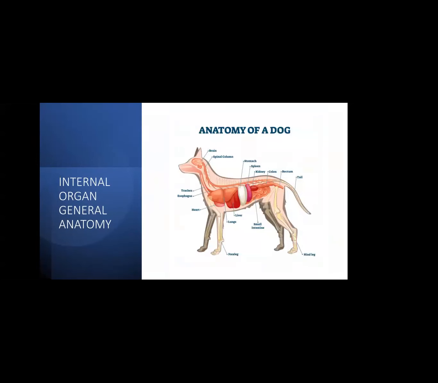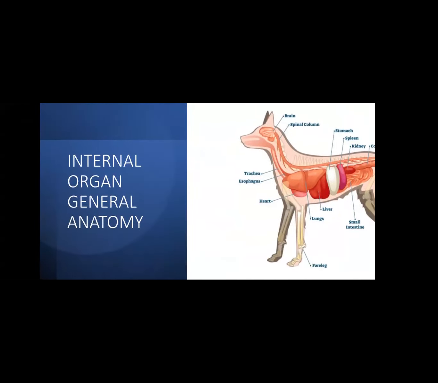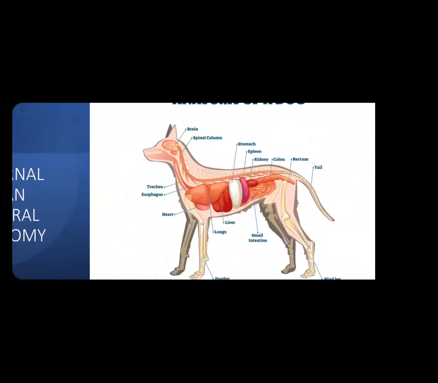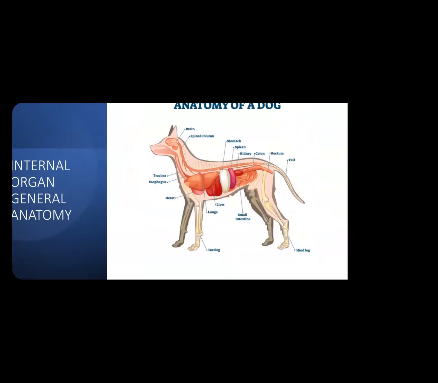So now, in terms of the general internal organ anatomy, you've got your brain, your spinal cord, your stomach there, your spleen, your kidney, your colon, your rectum, and the tail part of things. Down from this side, you've got your hind leg, the small intestines there, the liver located just directly after the lungs. Then you've got your lungs, then your foreleg, then your heart that is just lying on the bottom.